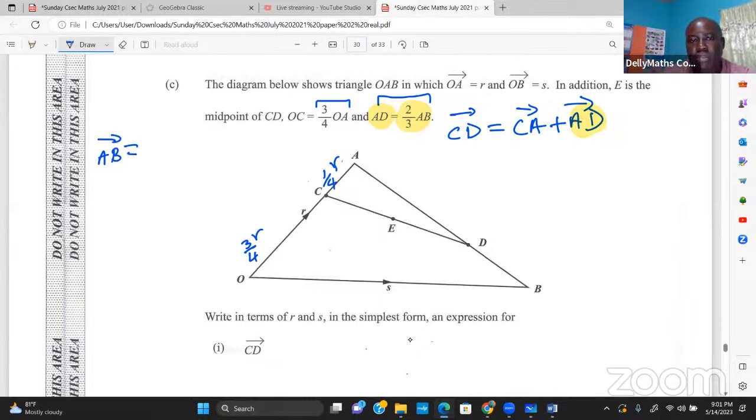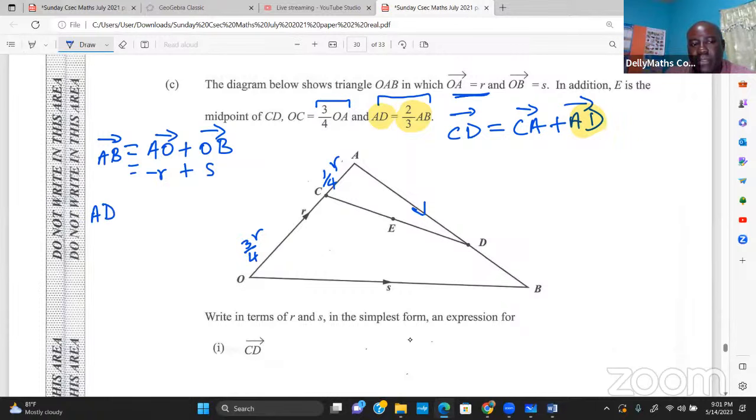AB is to move from A to O, then I move from O to B. See there? Find AB now. I'm coming in the opposite direction of OA. OA is R, but I'm coming AO, so it's negative R plus OB, which is S. That is AB.